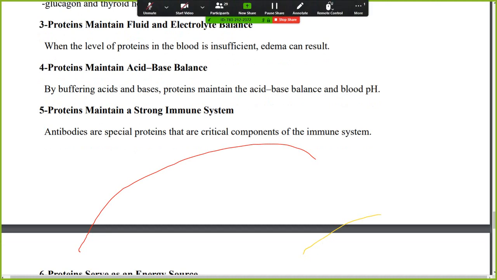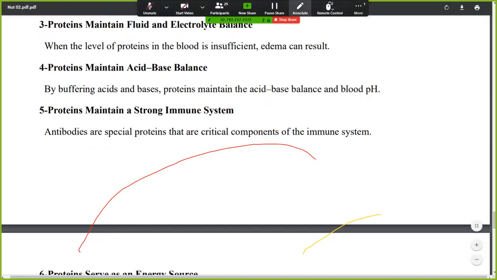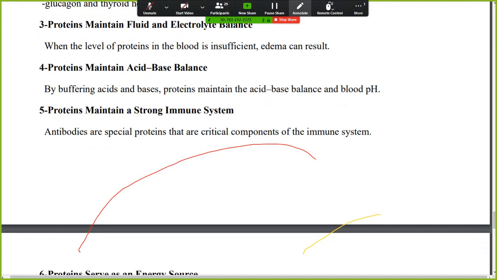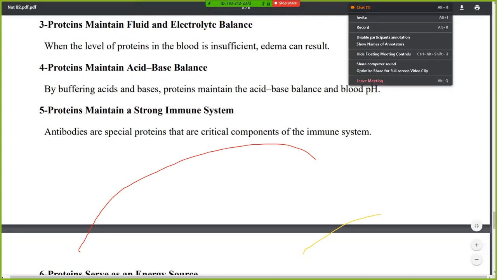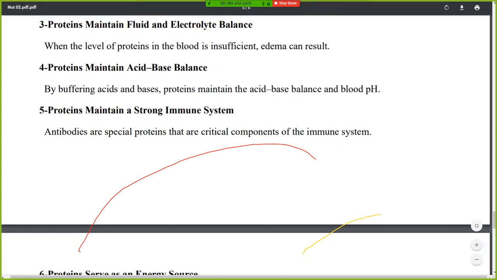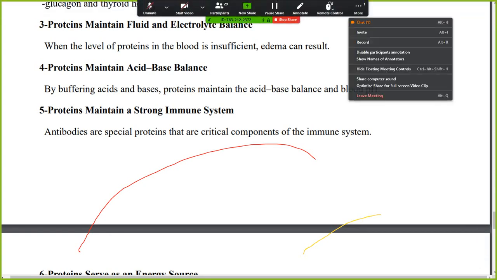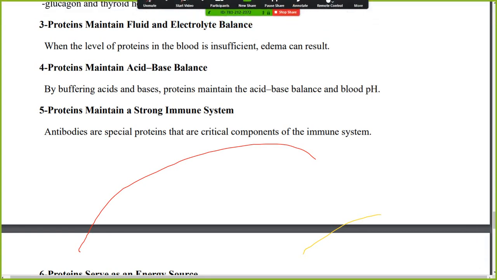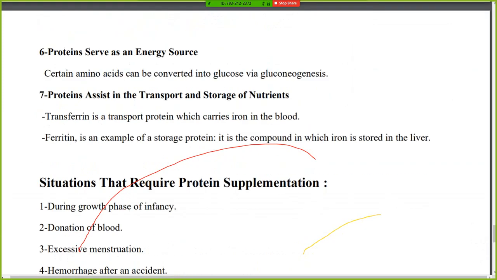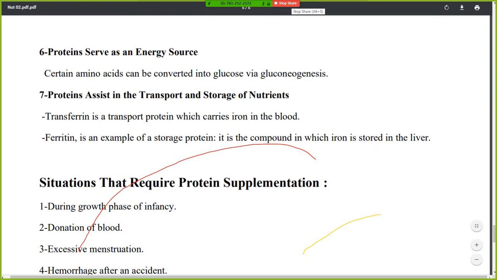Number five, proteins maintain a strong immune system. Antibodies, or what we call immunoglobulins, if you heard about them, are special proteins that are critical components of the immune system. Number six, proteins serve as an energy source. Certain amino acids can be converted into glucose via gluconeogenesis, if you remember it from biochemistry.